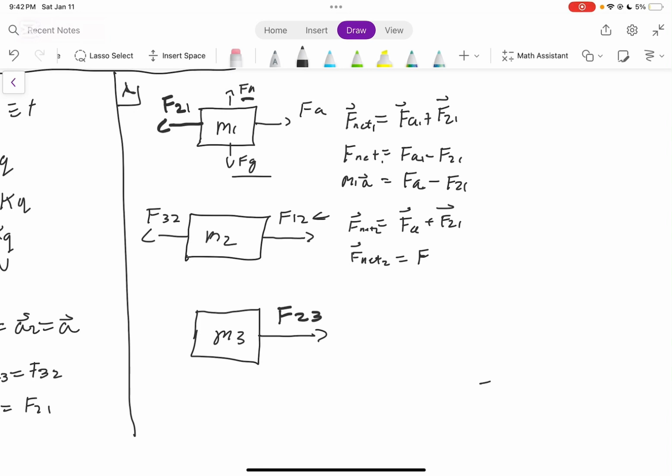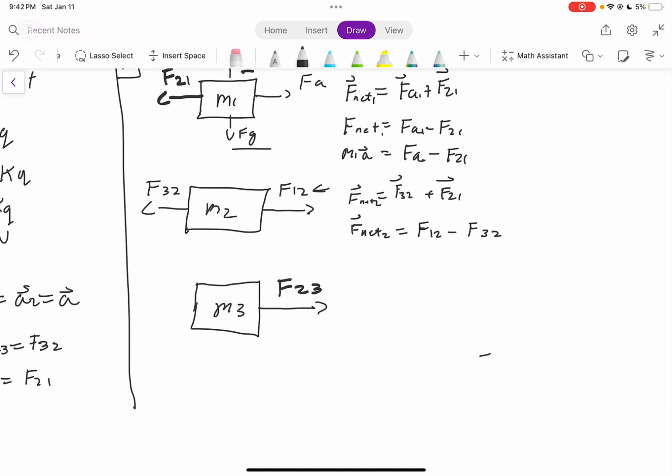But force of net 2 is equal to force of 1 on 2, because we have that right here, minus force of 3 on 2. I did a typo here. This should have been force of 3 on 2. Now we interpreted our direction, and we know we set right as positive, so our force of 1 on 2 will be positive, and our force of 3 on 2 will be negative. And then we can just drop this vector sign, and we have F net.